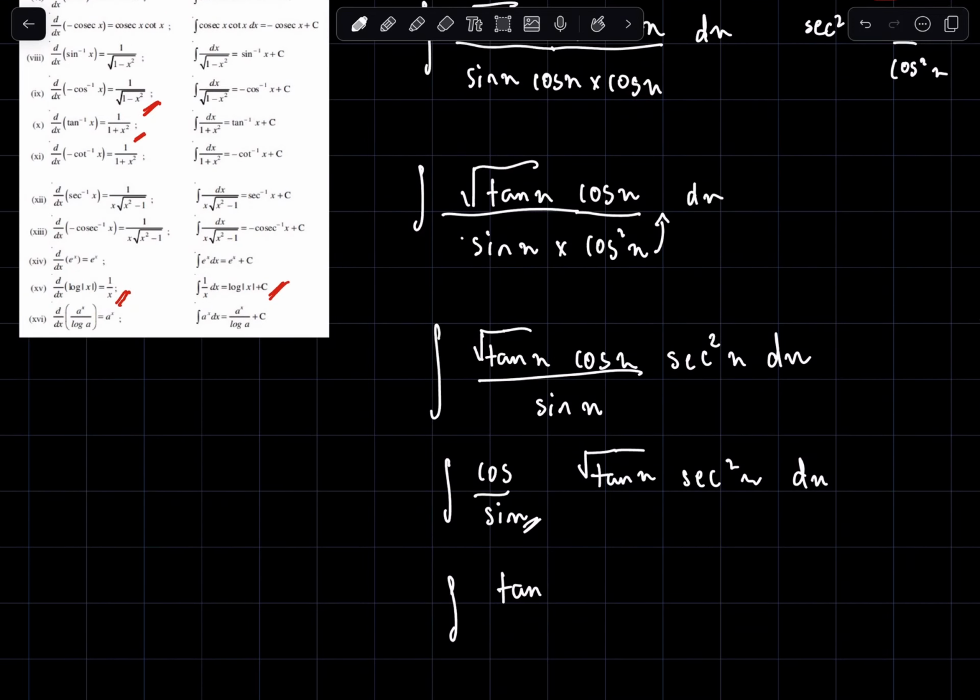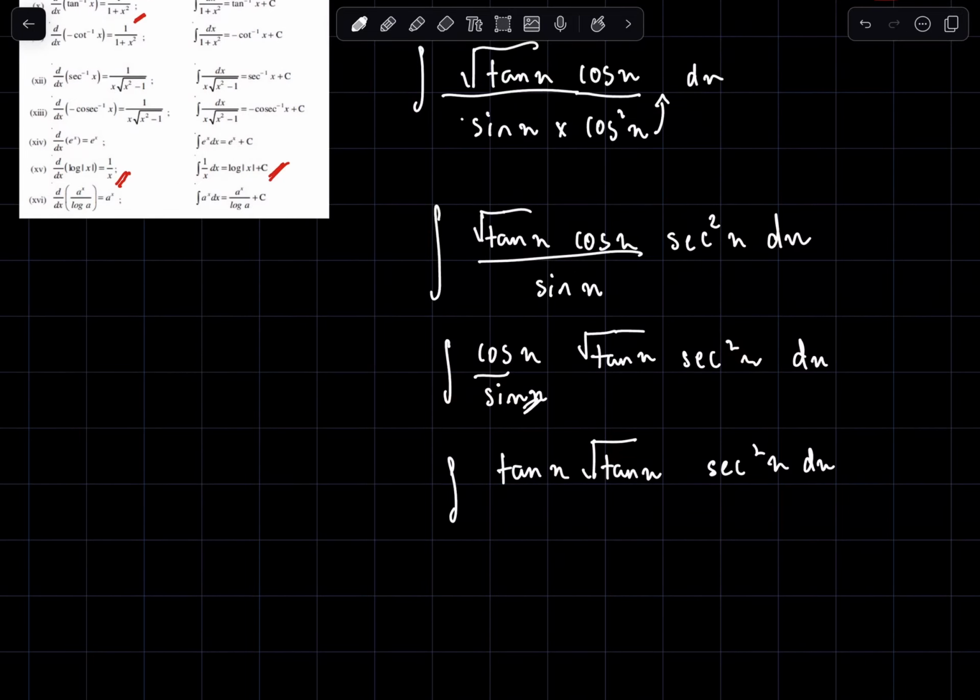So tan x, so the sine x cos x, square root of tan x, secant square x dx, right? And how do you simplify this? Is integral tan x, tan x to the power half. Well, let's not complicate it. Let's stay here because it doesn't matter, as long as I don't make this too complicated.